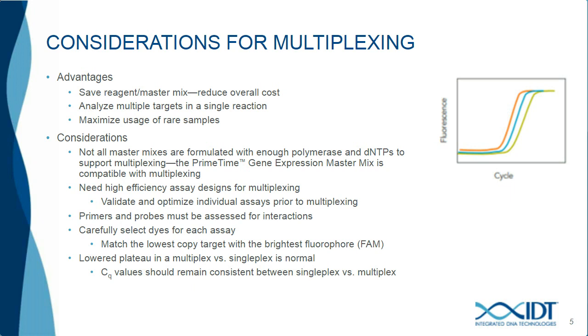And the last is lower plateaus in a multiplex versus singleplex reaction. Each assay is capable of generating a maximum fluorescence output. And when you run these as singleplex reactions, that maximum fluorescent output is oftentimes higher than when you run the same reaction in a multiplex format. And we're going to look at a few examples of this. What's important to remember is that your Cq value should not alter or deviate when you run in a multiplex versus a singleplex assay.